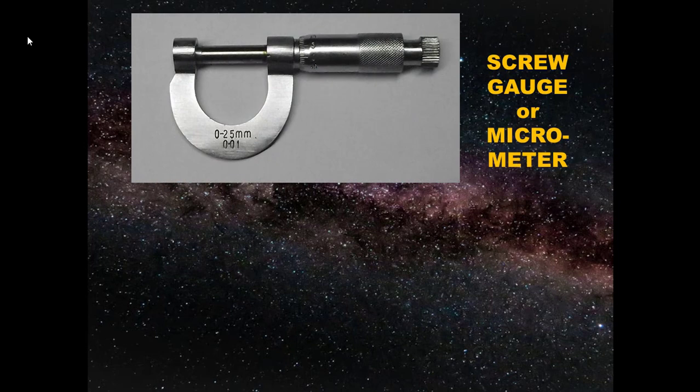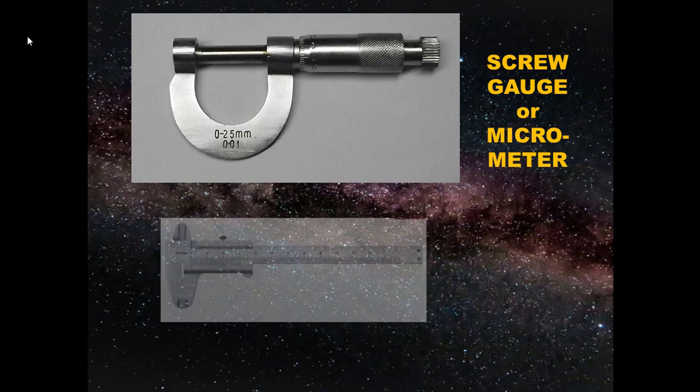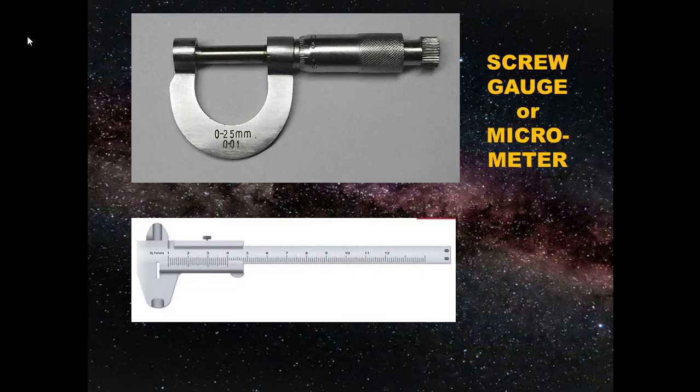Screw gauge or micrometer is mainly used by mechanical engineers for accurate measurements of components in mechanical engineering and machining. Similarly, we have vernier caliper. Vernier caliper is used to precisely measure the diameter of round objects like cylinders.